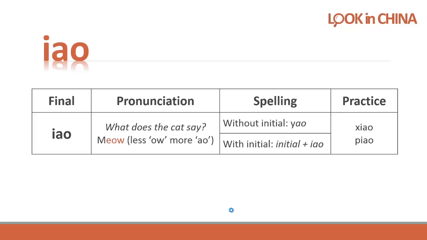This compound final is yao. So what does the cat say? He says meow, and it's more or less the same sound. Yao. Now, just like in the previous cases we've seen, if there's no consonant preceding this final, it's spelled as Y-A-O. You drop the I and put the Y in its place. Now it's time to practice with a couple of initials.